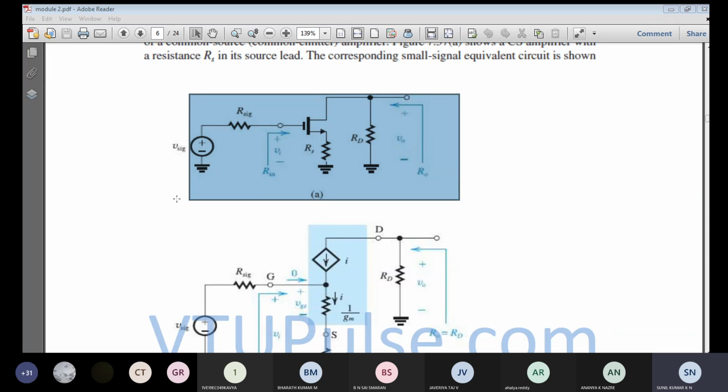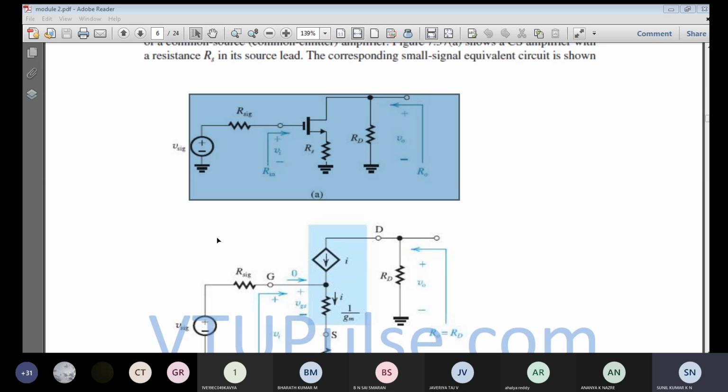Between the gate and source, so this is the gate and this is the source, from that node point to the source node we are going to incorporate one resistance. By incorporating it, it should not vary the current Gm into Vgs. The current should not vary, it should be equal to Gm into Vgs. So how are you going to do it? You are going to have this resistance, right? So how much should this resistance value be?